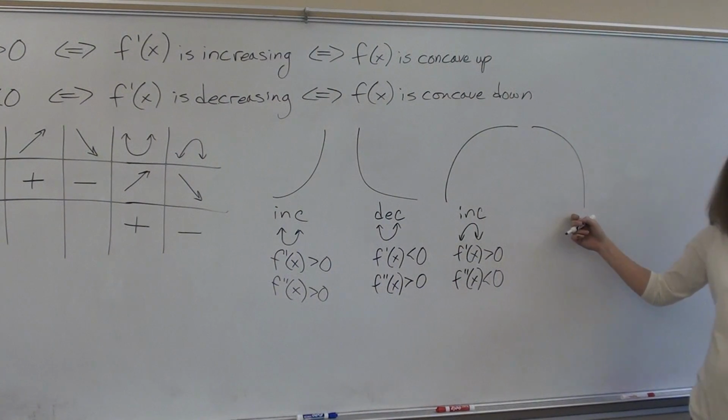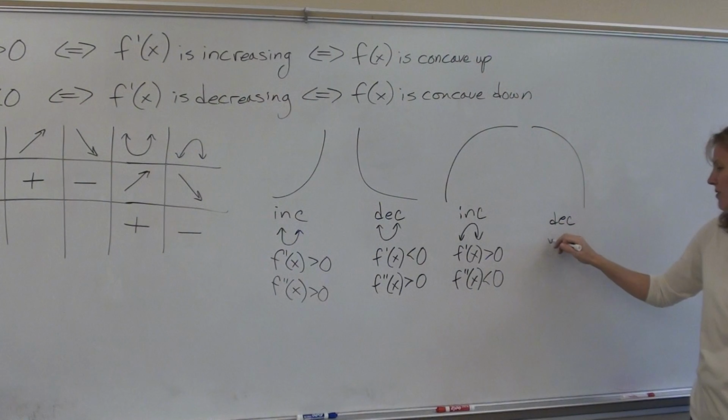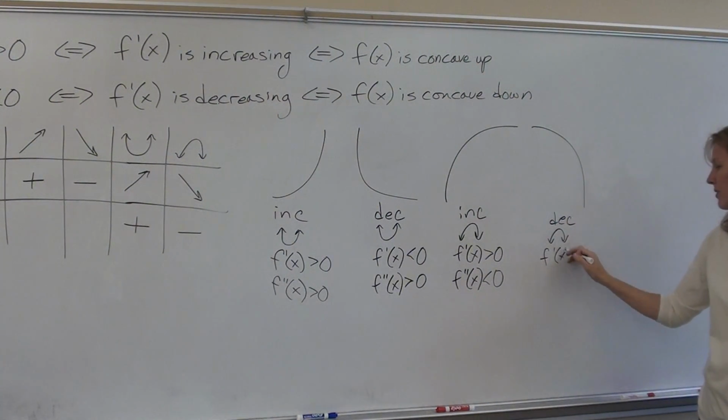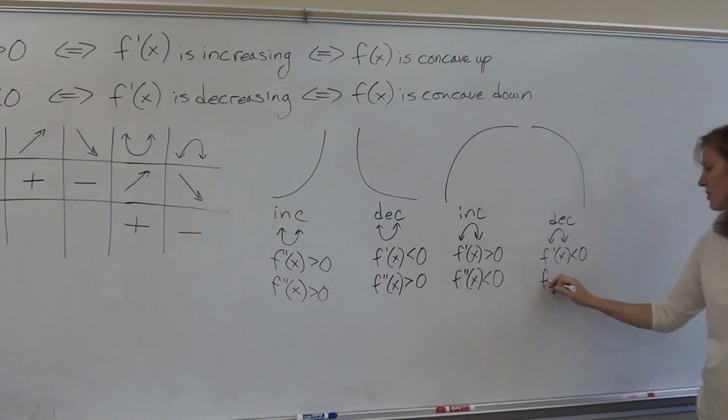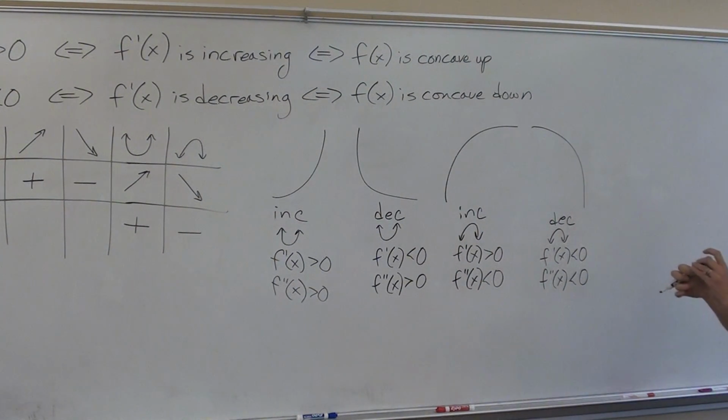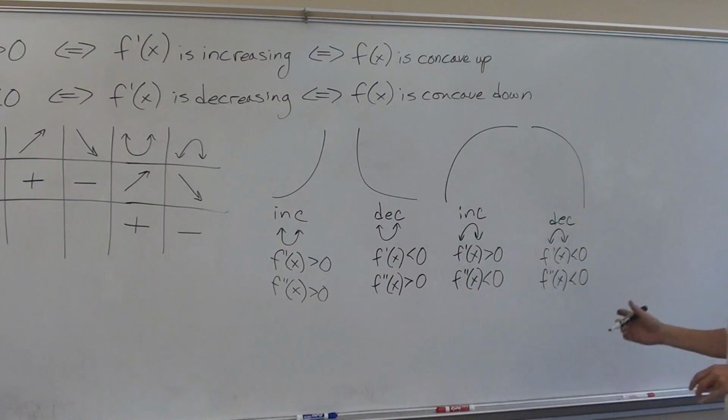This function is decreasing, concave down, F prime is negative, and F double prime is negative. All right. Does that make sense? Awesome. All right, so for our first example, first we've got to do our test.